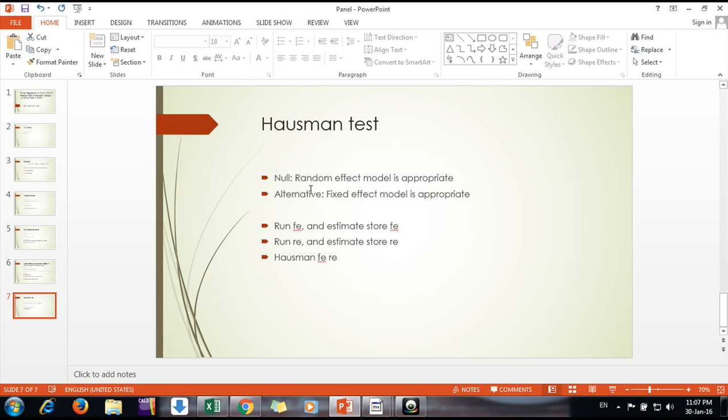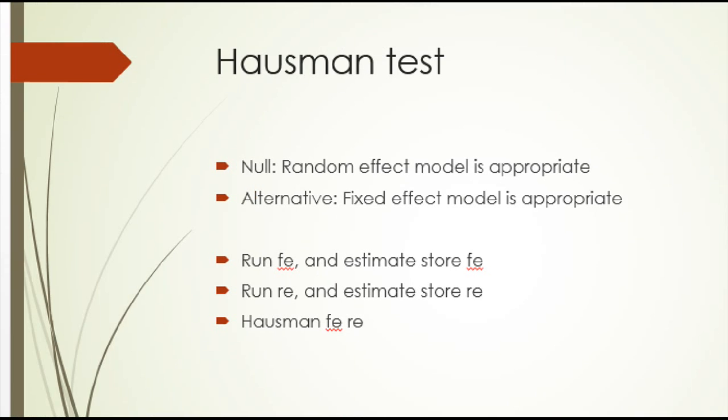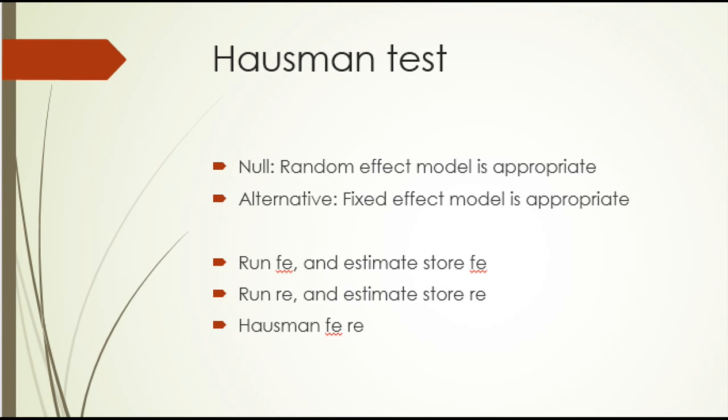Okay, friends. So first of all, as literature says, we have to mention what is your null hypothesis of Hausman test. So friends, Hausman test null hypothesis says random effect model is an appropriate model. And alternative hypothesis says no, random effect is not. Fixed effect model is appropriate.